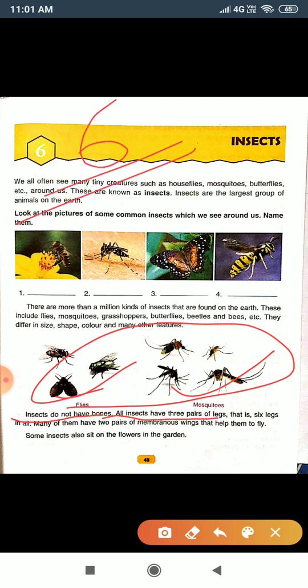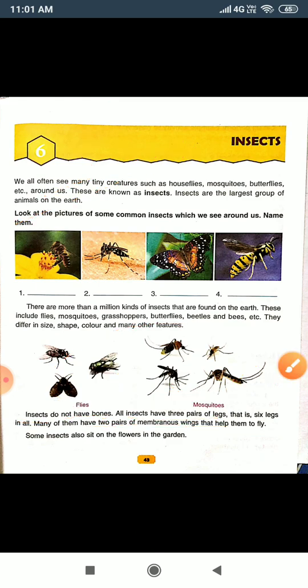Many of them have 2 pairs of membranous wings. What are they having? Membranous wings, 2 pairs of membranous wings that help them to fly. So these are the things about insects.